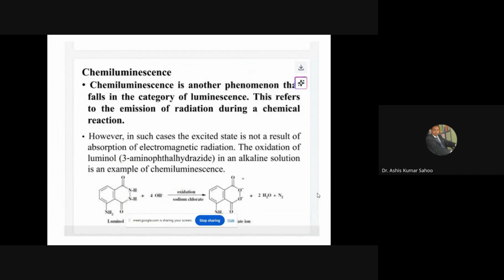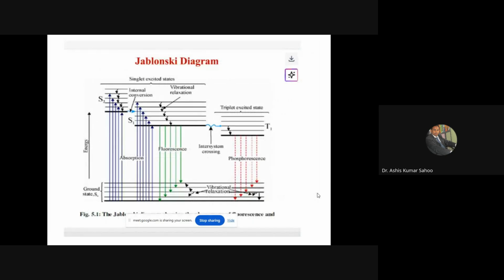Chemiluminescence is another phenomenon that falls in the category of luminescence. This refers to the emission of radiation during a chemical reaction. So you can see here, this is nothing but the Jablonski diagram.